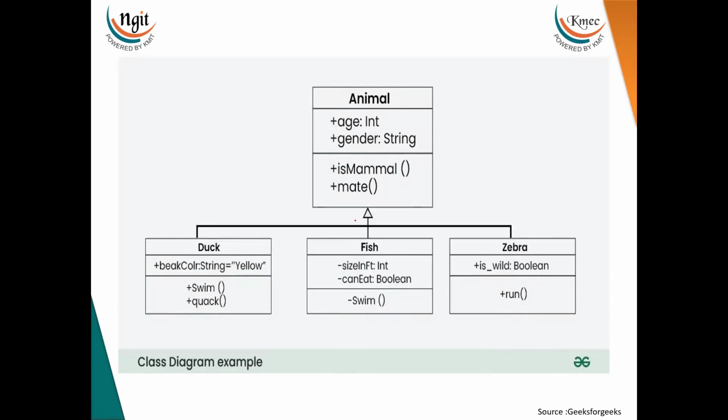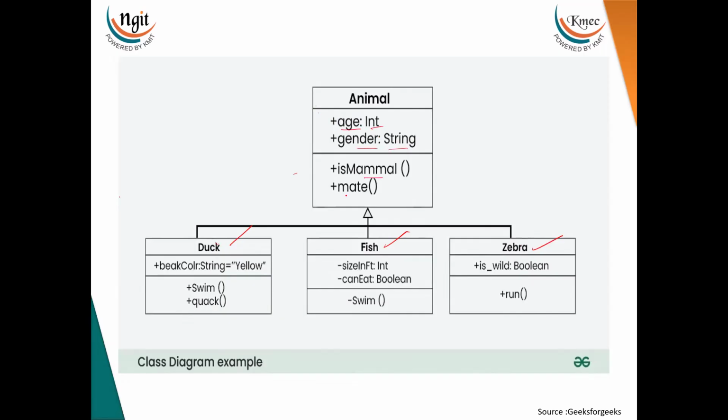So you can see all things are mentioned here. You can see the modifiers are also mentioned inside the diagram. So animal, duck, fish, zebra. Now you can see age, int, gender, string.